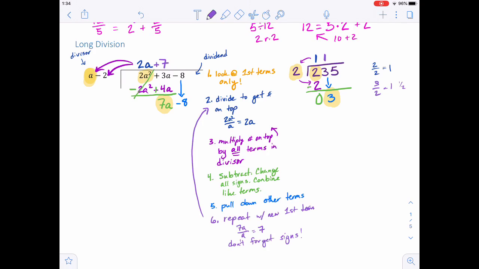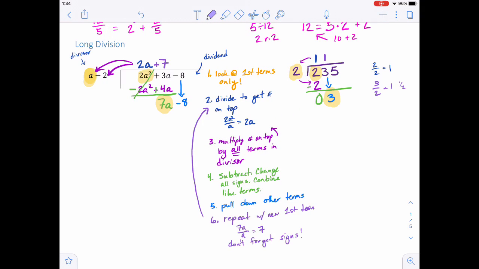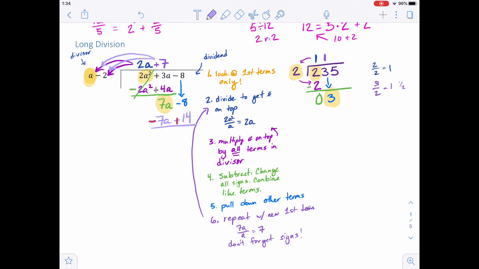Okay. Then we multiply times everybody on the outside. 7 times a is 7a. 7 times negative 2 is negative 14. That was this step. Right? Now we got to do our next one. Subtract. Change all the signs, combine like terms. Change our signs, minus, plus, combine like terms. 7a and negative 7 cancel. Negative 8 and plus 14 gives us 6.